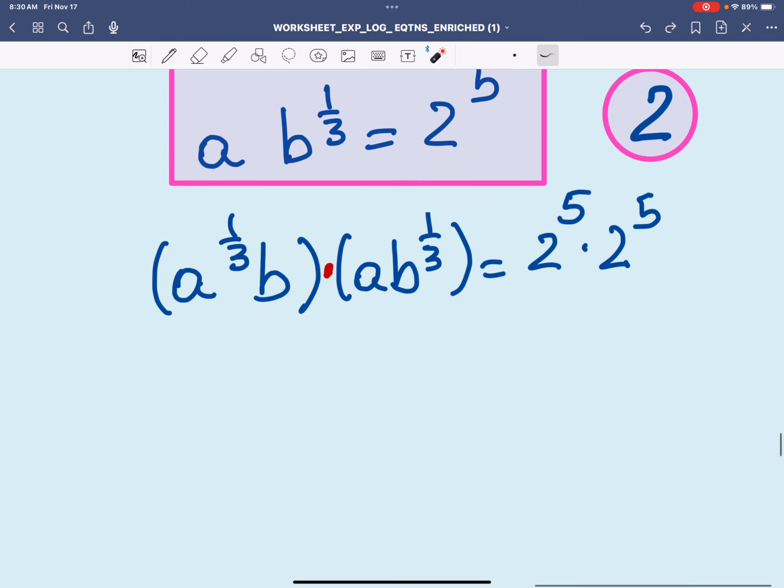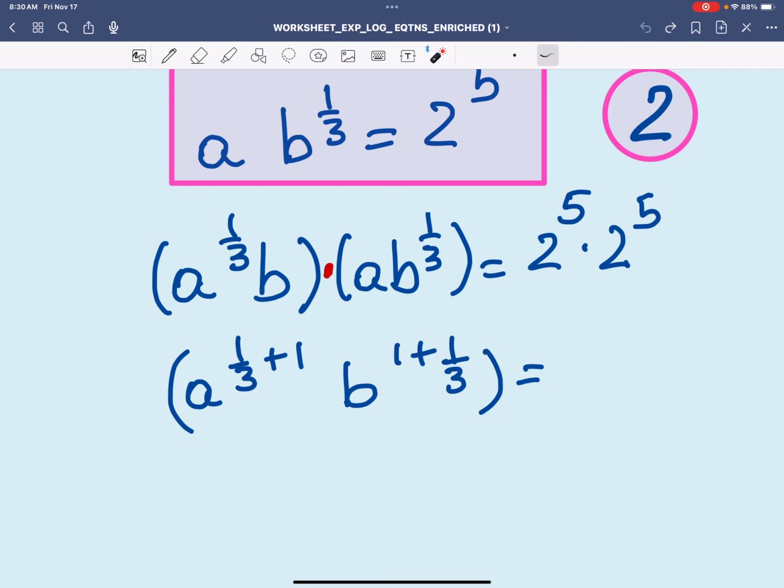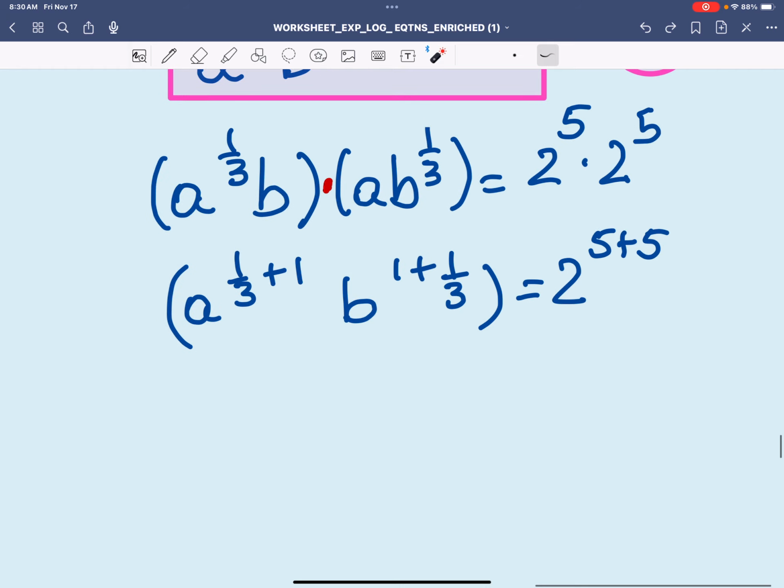So let's see what we have cooked here. We have a to the power 1 over 3 multiplying a to the power of 1 will give a to the power 1 over 3 plus 1. b to the power of 1 times b to the power 1 over 3 will give b to the power of 1 plus 1 over 3. And the right side would be 2 to the power of 5 plus 5. Now, I know you know how to do this very quickly, but I'm just trying to make things clear so no one gets lost in the process or lost in translation.